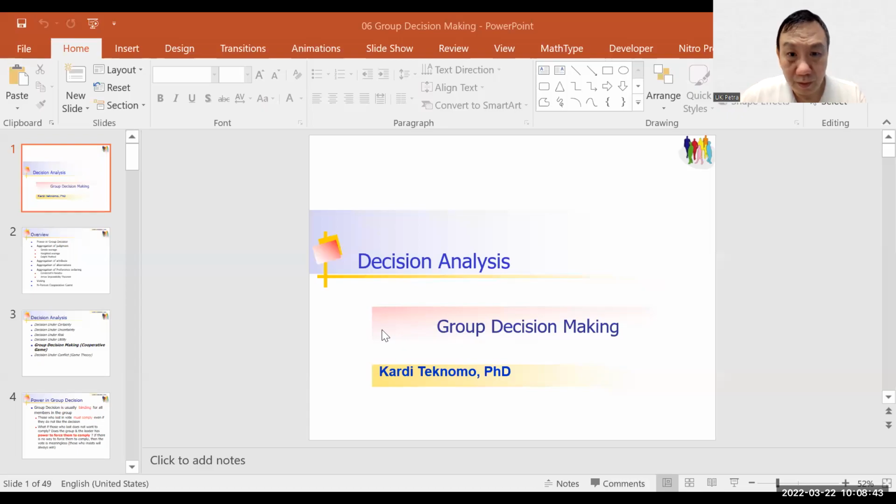So good morning everyone. This is operation research class. What we are going to do today is actually about game theory, but this is the introduction for that. We call this group decision making. You can follow this slide in Lentera, right?